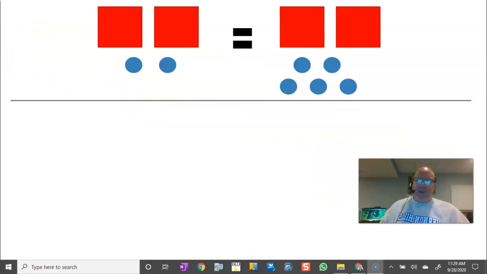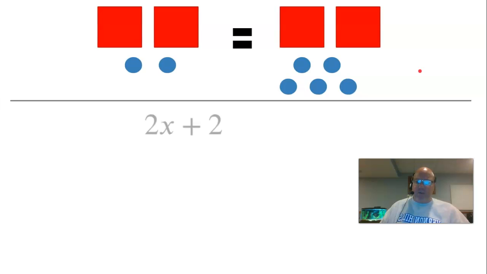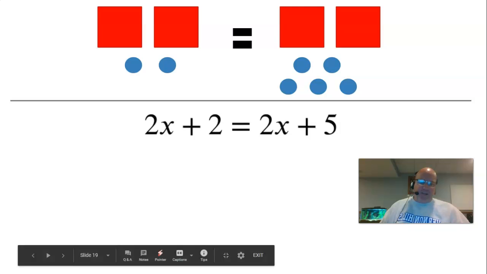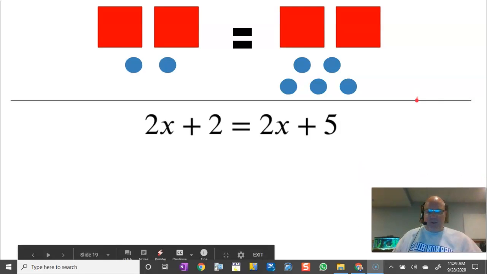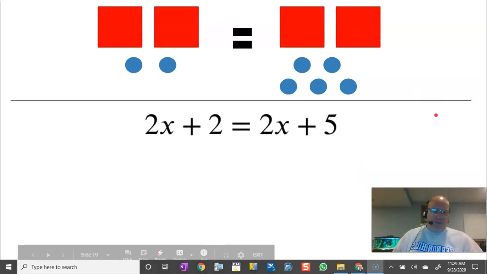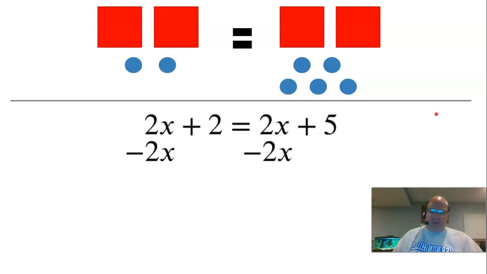Another situation here. We have the equal sign in the middle. We got the same number of blue circles under each red box, so let's see if we can set up an equation. So I get 2x plus 2 on the left-hand side, and I get 2x plus 5 on the right-hand side. Seems simple enough. Let's go ahead and solve this using my 3 rules for equations. So I'm going to subtract a 2x from both sides.